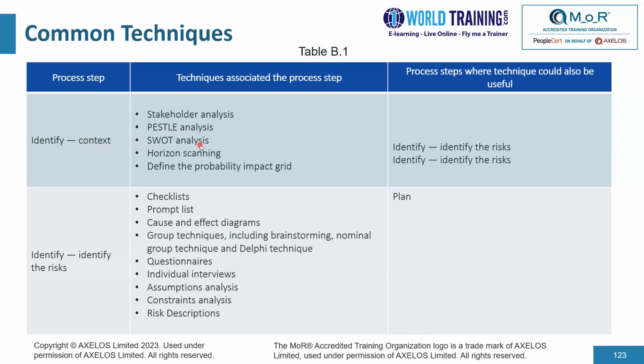And SWOT analysis is another analysis that is relevant to the context step. S stands for strengths. W stands for weaknesses. What are our strengths? What are our weaknesses at the project level, at the program level, at the portfolio, strategy, and operational level? And what are our opportunities and what are our threats?